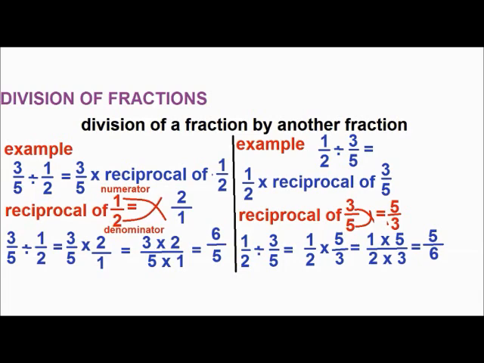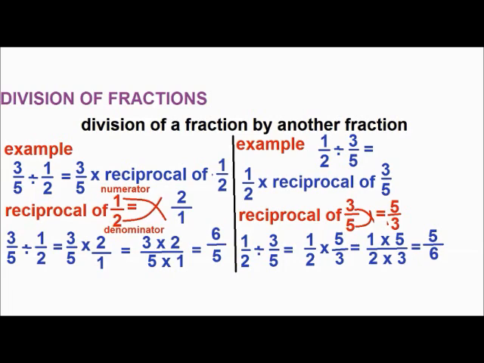So 3 by 5 divided by 1 by 2 becomes 3 by 5 into 2 by 1. Multiply the numerators: 3 into 2, that is 6. And multiply the denominators: 5 into 1, that is 5. So 6 by 5.